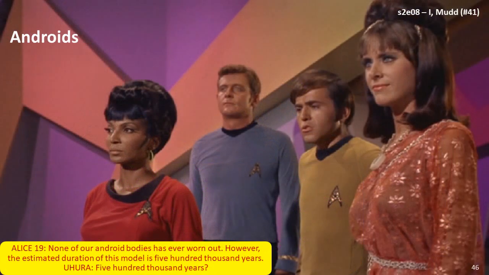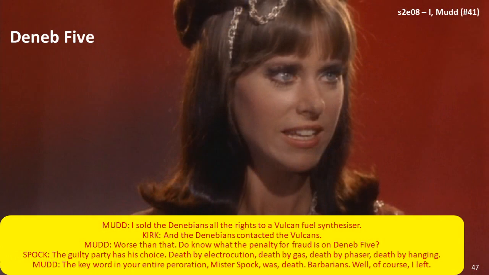We discover in this episode one of the androids, that is the Alice model, has a duration or lifespan of 500,000 years. In this episode, Mudd mentions a new planet, Deneb 5. We know there is a Deneb 2 and a Deneb 4, both of which are Human Federation member planets. While I originally thought this was an alien planet, it's probably likely to be another human planet.